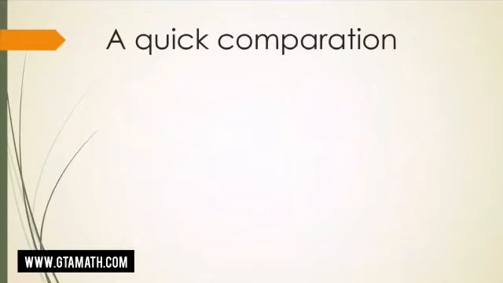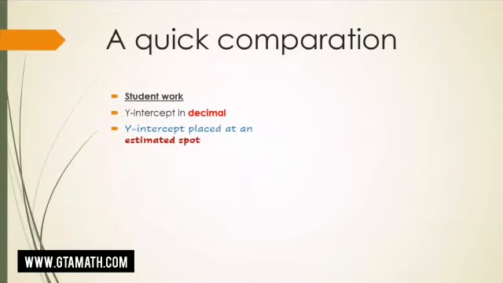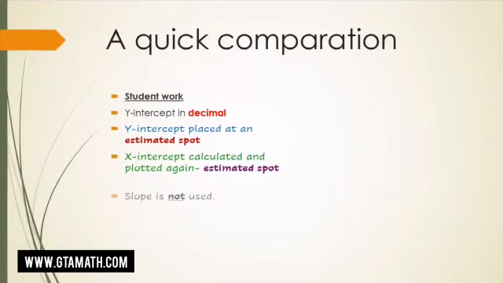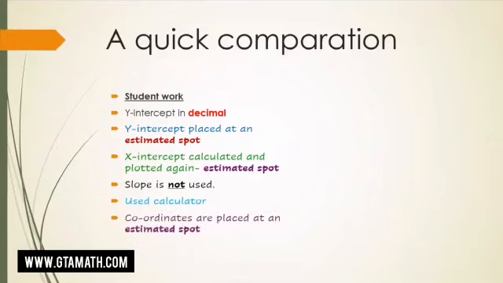A quick comparison we can have a look at. Student work: x-intercept in decimal, y-intercept placed at an estimated spot, x-intercept calculated and plotted again at an estimated spot. Slope is not used in this graph. They used a calculator. Coordinates are placed at an estimated spot for sure. Finally, an estimated graph is done by the normal student.